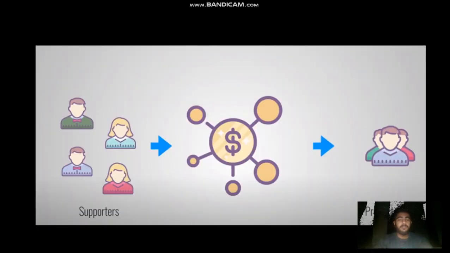If we look at the figure in front of you, there are four supporters on the left and a product team on the right, and between them is Kickstarter, a third-party crowdfunding app. It works like this: the product team creates a project on Kickstarter and supporters support them with their funds.